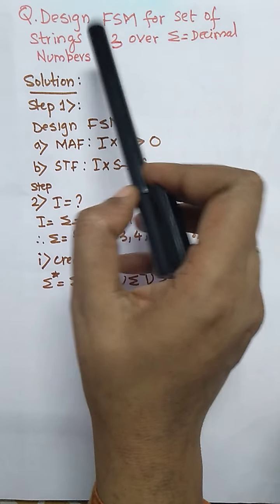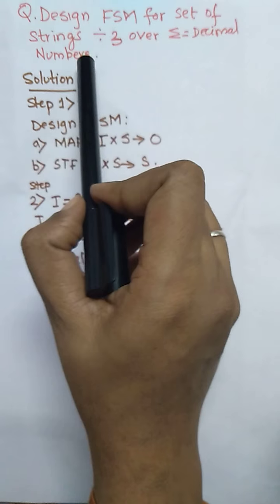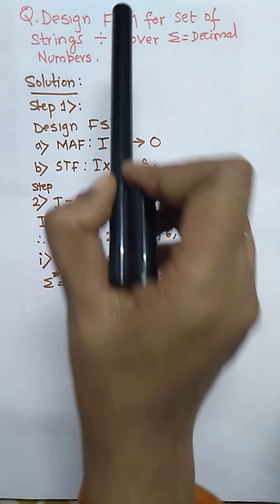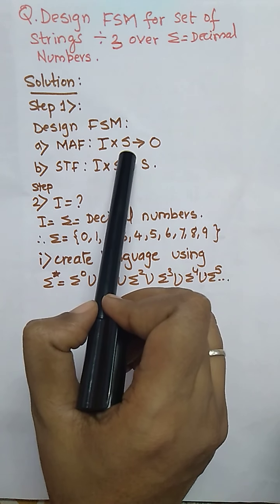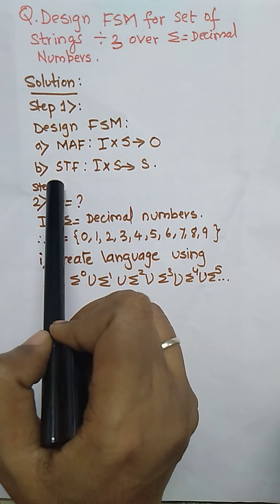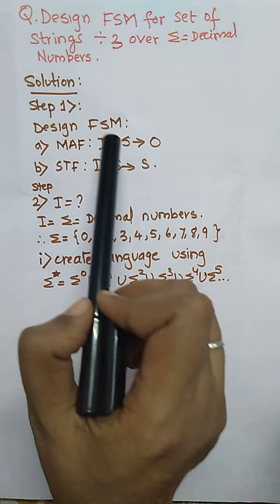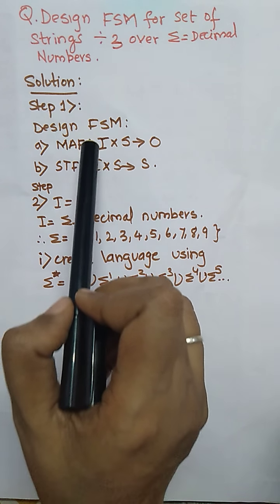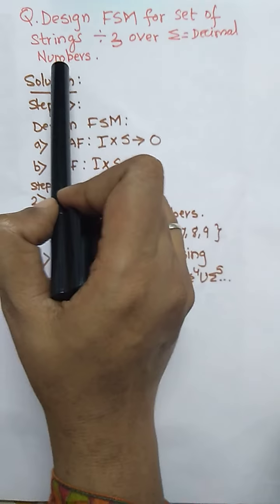Now we are going to design an FSM for the set of strings divisible by 3 over the decimal number system. For designing an FSM, we should know the machine function, in which input I with the current state S produces output O. The state function takes input I with the current state to the next state. So what is I? Because I is needed in both functions. The I is given as sigma in your question, as the decimal numbers.